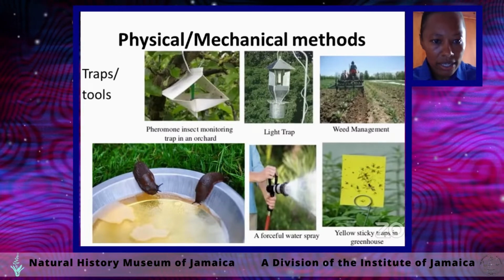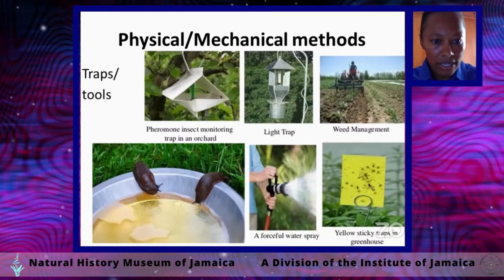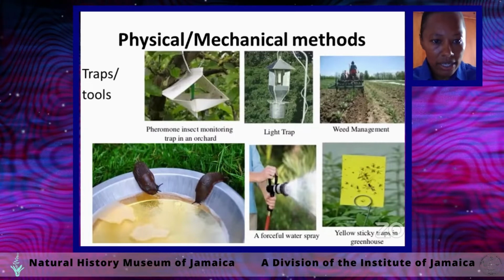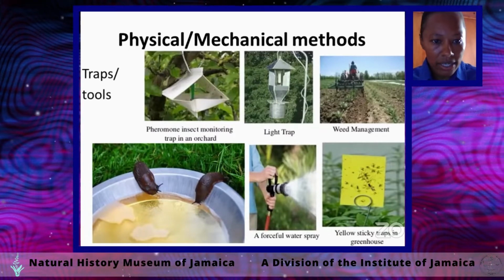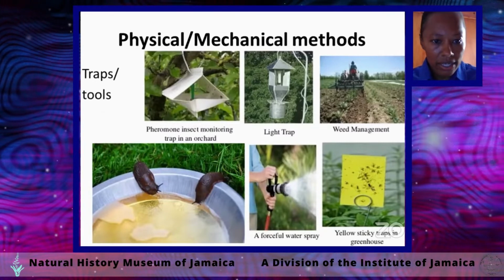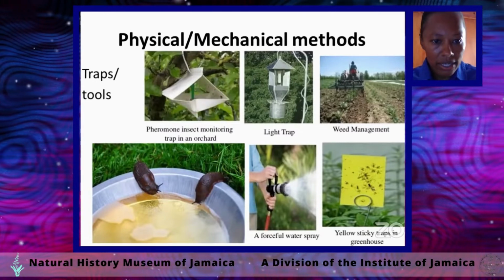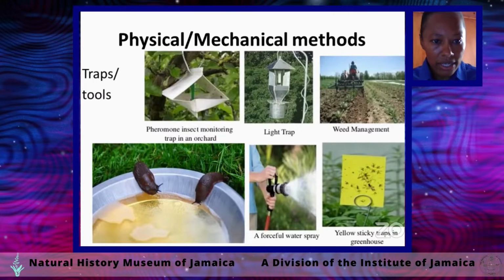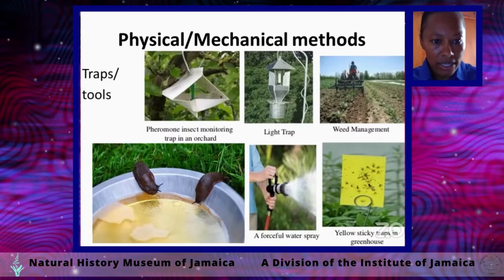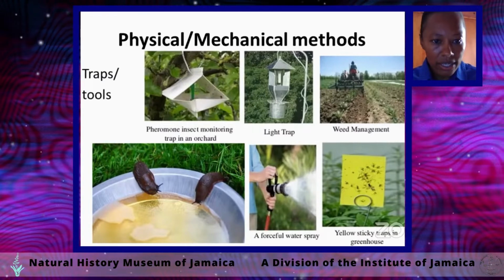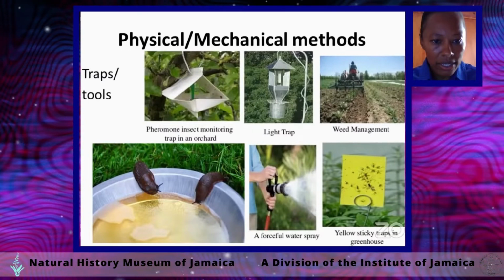The light trap now, it attracts a lot of insects. And if you have ever observed at night, if you leave your door open around a light bulb, you will see a lot of insects because they are attracted to the light. And we take advantage of this tendency, this habit, to use the light as a trap.